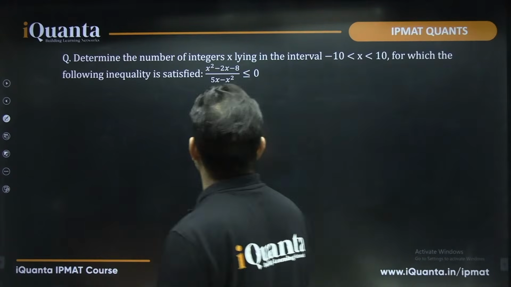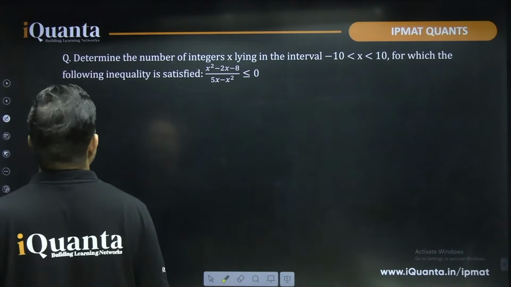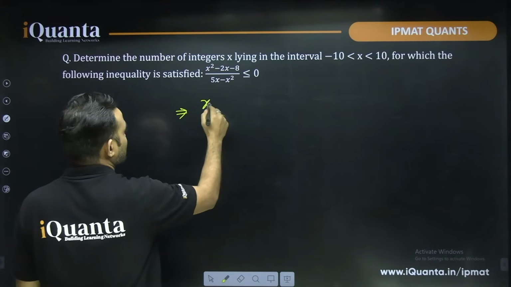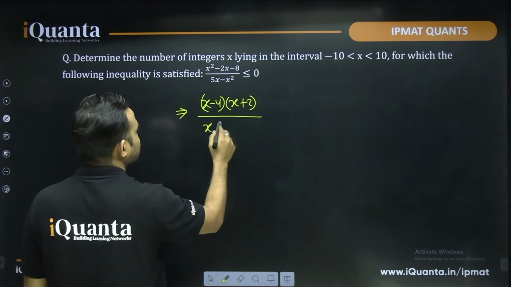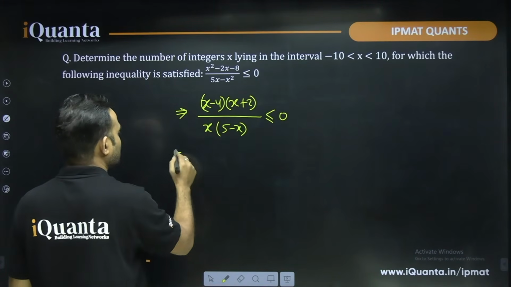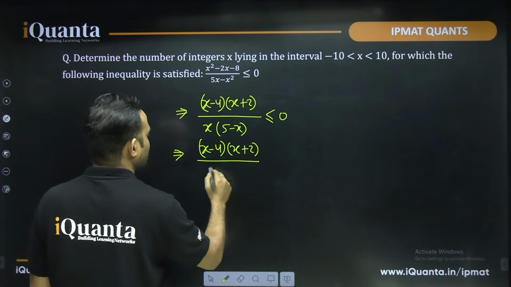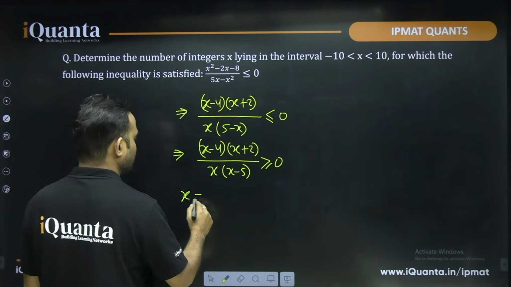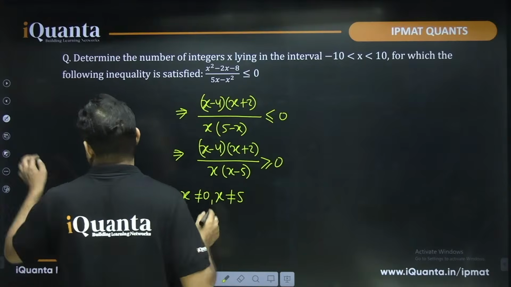Determine the number of integers x lying in the interval greater than minus 10 and less than 10, for which the following inequality is satisfied: x square minus 2x minus 8, so x minus 4 into x plus 2, divided by x into 5 minus x, is less than or equal to 0. Or I can say x minus 4 into x plus 2, over x into x minus 5, should be greater than or equal to 0. Remember, x cannot be equal to 0 and x cannot be equal to 5. These two are the restrictions.